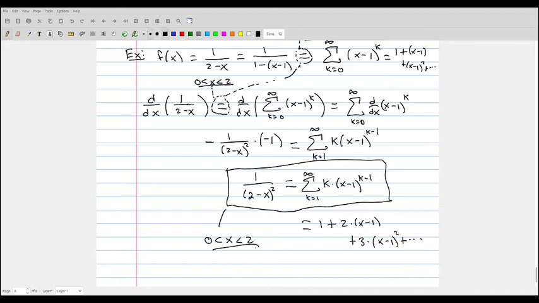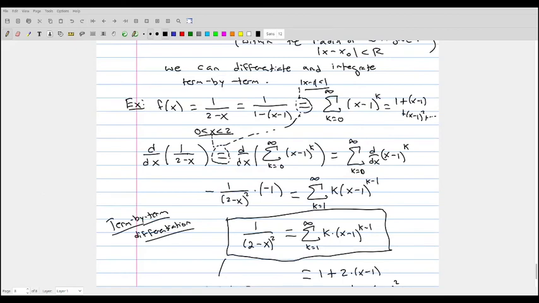So the main point here is that this is what's called term by term differentiation. And you have to be very, very careful before you do this. It's not always mathematically valid to do term by term differentiation or term by term integration on an infinite series. It only works if you're inside a region where the series is absolutely convergent, or where you're inside the radius of convergence.